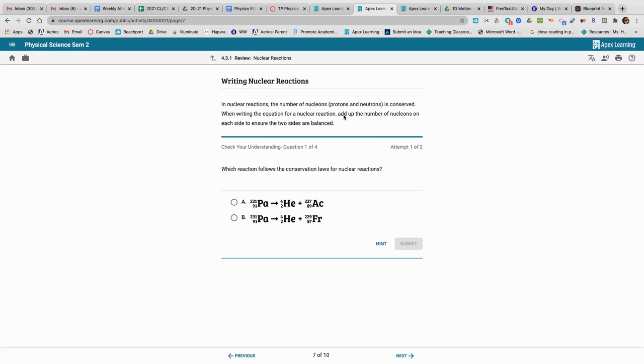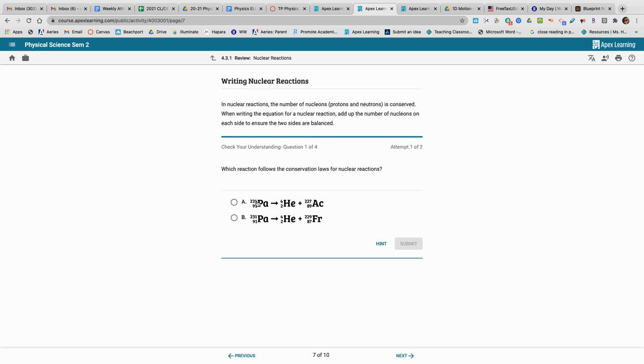And then you looked at writing nuclear reactions. What you have to be careful with in nuclear reactions is that the total mass is equal on the left and the right. Both the top and the bottom numbers have to be equal on the left and the right. If they're not equal, then you have not abided by the law of conservation of matter. You can't lose matter. That's what this says. Nucleons, protons and neutrons, are conserved. When writing the equation for a nuclear reaction, add up the number of nucleons on each side to ensure the 2 sides are balanced.